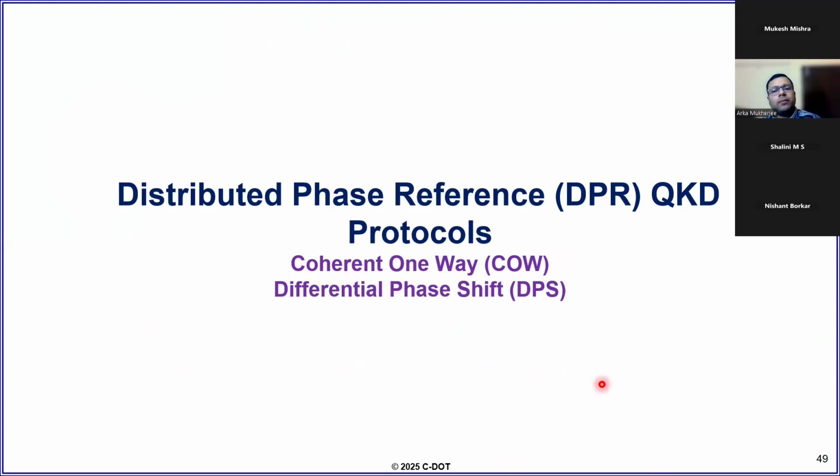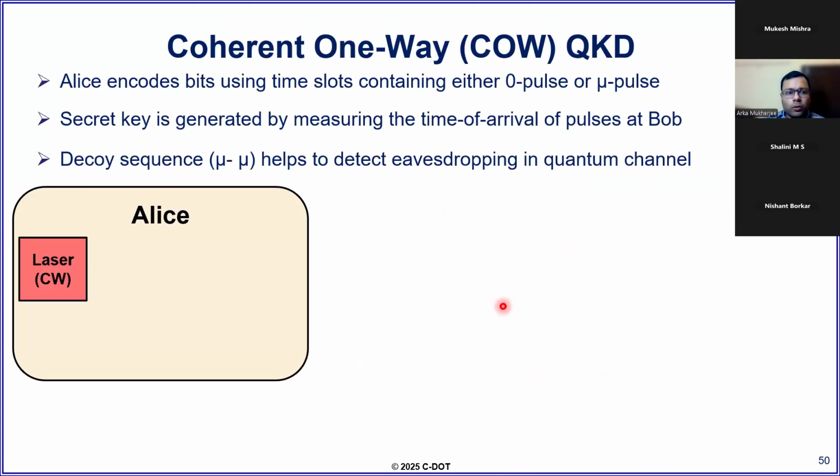Now the second protocol that will come is called the distributed phase reference QKD protocols, that I mentioned yesterday. Here we check the phase relation between two consecutive optical pulses. There are two protocols: one is called coherent one way, and the other one is called differential phase shift. First I'll cover the coherent one-way protocol.